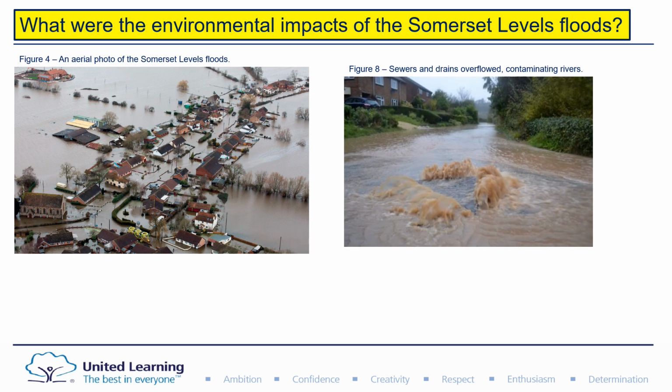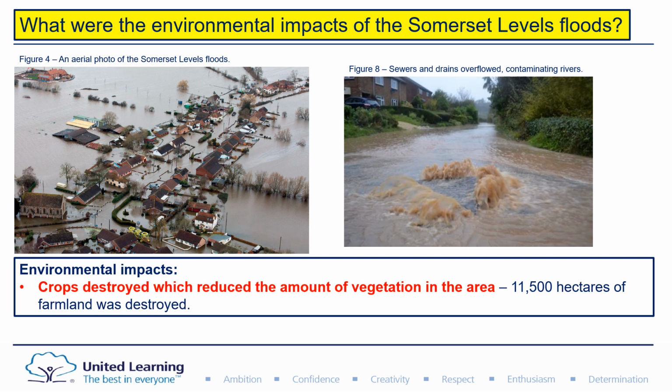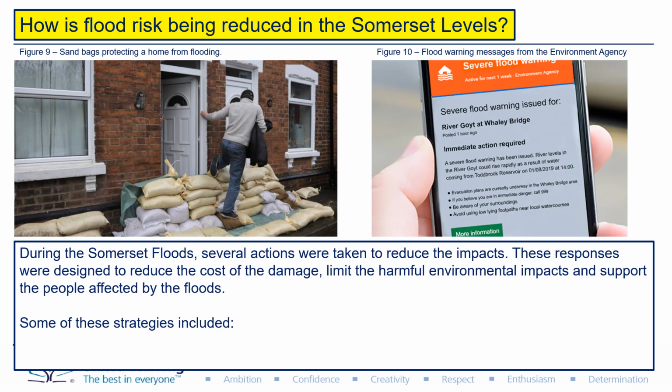And then we've got the environmental impact of the Somerset Levels floods, and we've got around 11,500 hectares of farmland were destroyed. This means that the yield of farmers will go down, which means the UK will be at a food deficit, so we have to import more food to the UK, meaning that food prices will start to increase. And then we need to think, how is this flood risk being managed?